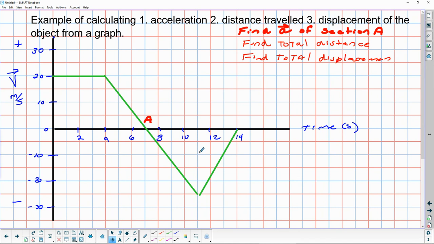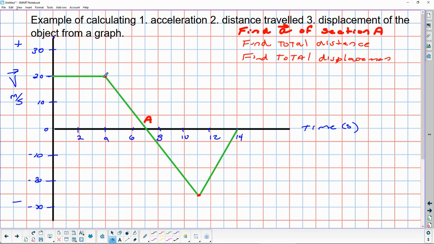Okay, so we're going to just analyze. The easy one is to do the slope for section A. We have a starting point and an end point. So we'll do it over here. We're going to get the slope of this. There's our starting point, there's our end point.